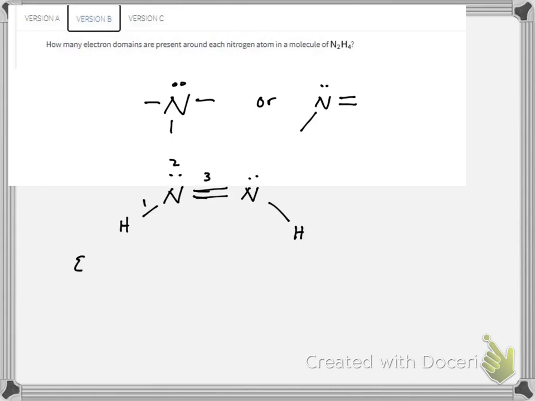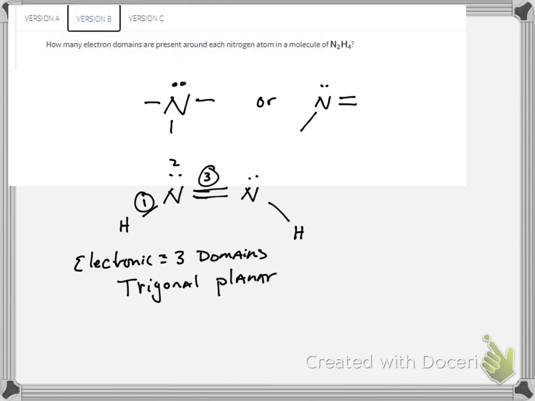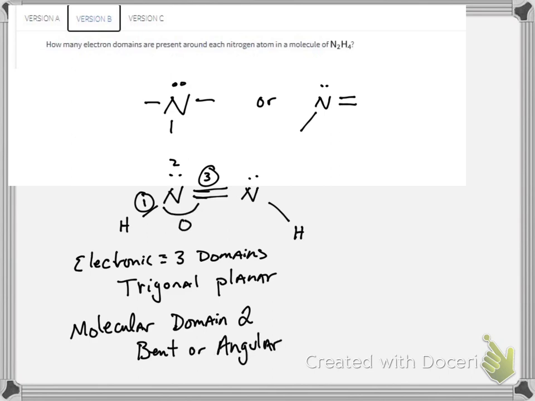Right, so we start looking at the electronic domains around each nitrogen. Well, we count them up. A double bond counts as a domain, a lone pair counts as an electronic domain, and a single bond counts as one domain. So a total of 3 electronic domains, which is trigonal planar. And now if we want to determine the molecular domain, we see that there are only 2 molecular domains, leading to the bent or angular molecular geometry.